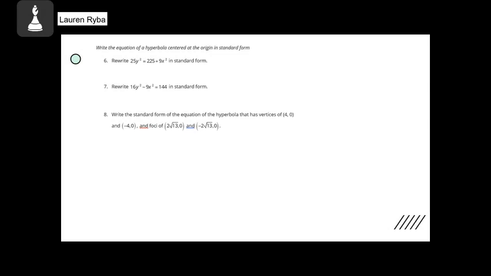Next thing we can do is write the equation in standard form. Remember, we need fractions, x squared and y squared over values, set equal to 1. So we have 25y squared equals 225 plus 9x squared. We need to write that in standard form. So the first thing I need to do is get y and x on the same side. So I'm going to subtract 9x squared over here. So I have 25y squared minus 9x squared equals 225.